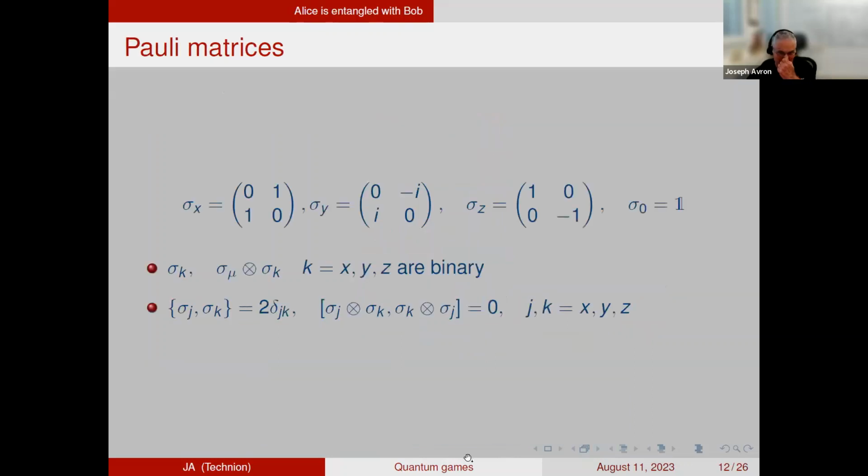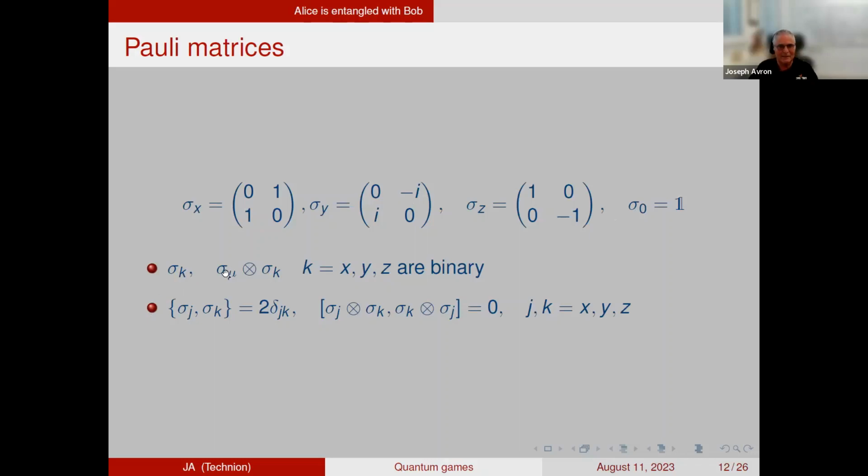And so, to remind those of us who may have forgotten what Pauli matrices are: sigma X is the matrix 0, 1, 1, 0. Sigma Y is 0, minus i, i, 0, and sigma Z is the diagonal 1, minus 1. And I call sigma 0 the identity. So these are the Pauli matrices.